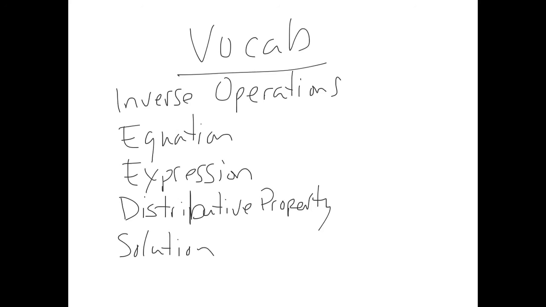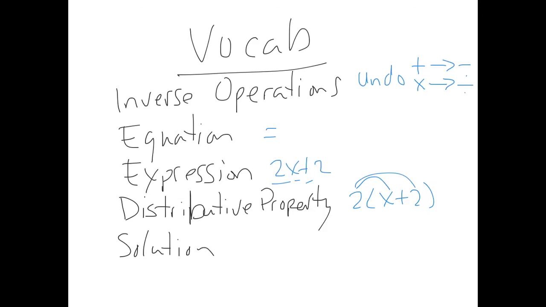Vocab words that are important for the test. Inverse operations are operations that undo each other, like plus undoes minus, times undoes division. An equation is something with an equal sign. An expression is something without an equal sign, like 2x plus 2, so it has numbers, variables, operations. Distributive property, anytime you have those parentheses with the arrows like that, that's distributive property. It's about multiplication. And a solution is just an answer to an equation.